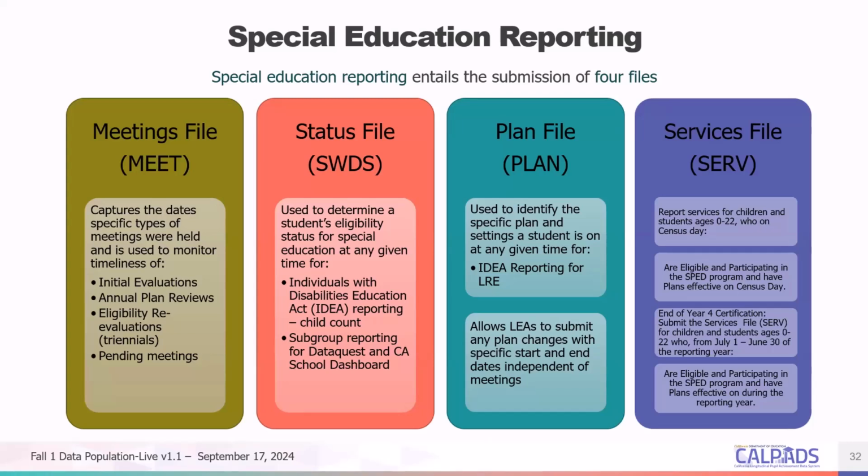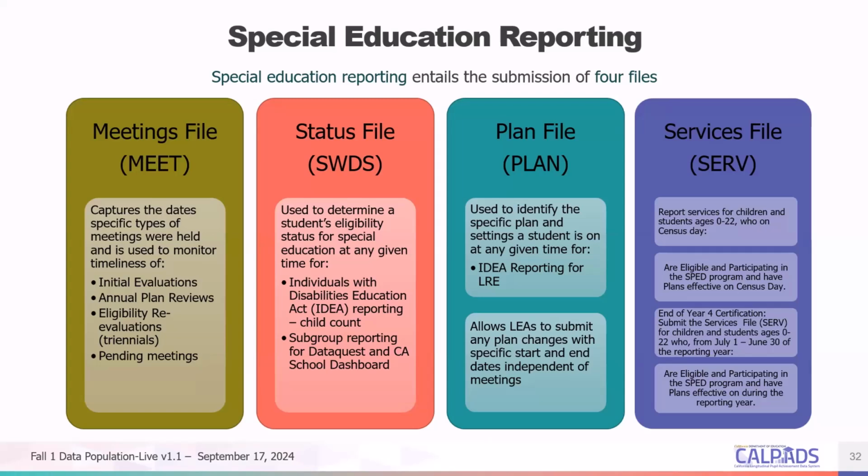The Students with Disabilities Status file, or the SWDS file, is intended to determine a student's eligibility for and participation in the special education program at any given time. And this is in line with IDEA reporting, DataQuest, and the California School Dashboard. The third file in the list here is the plan file.